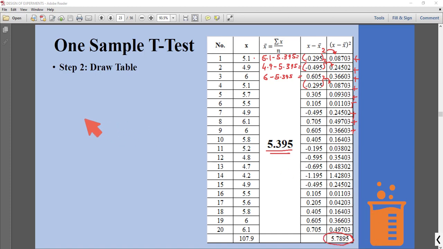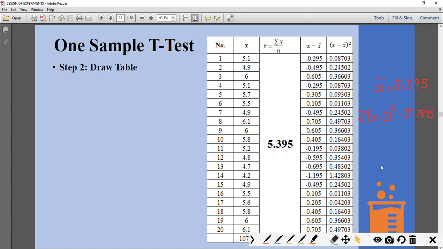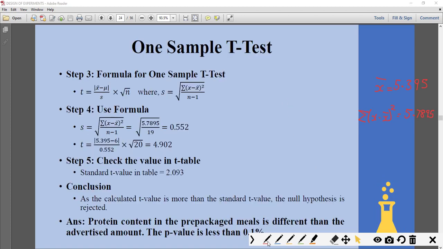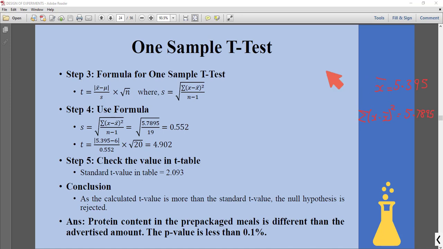Okay, so from this what did we get? From this we got x bar is equal to 5.395, and we got summation x minus x bar the whole square is equal to 5.7895. Now these values we can use in our formula, right? X bar will be used over here, and summation x minus x bar the whole square will be used over here. N is 20.